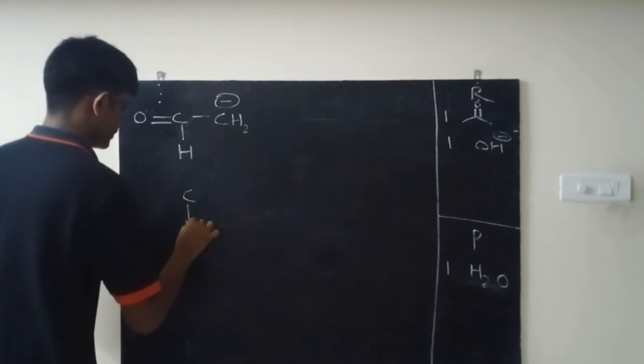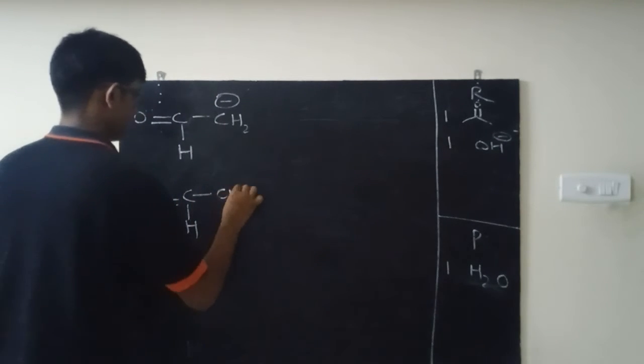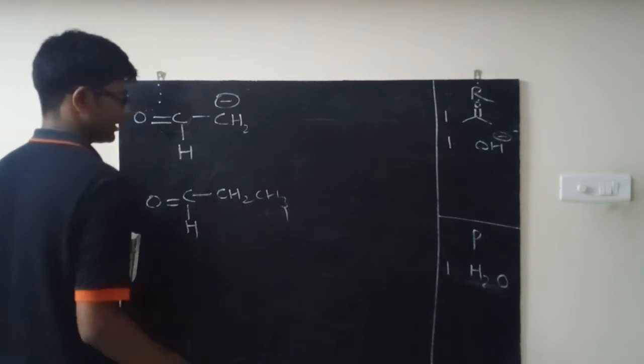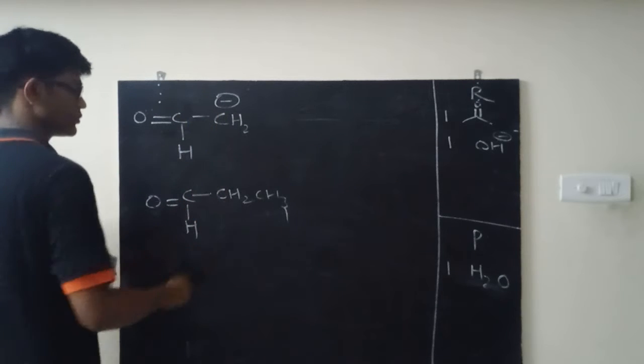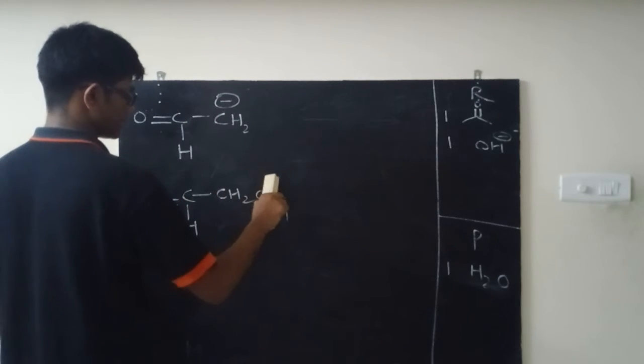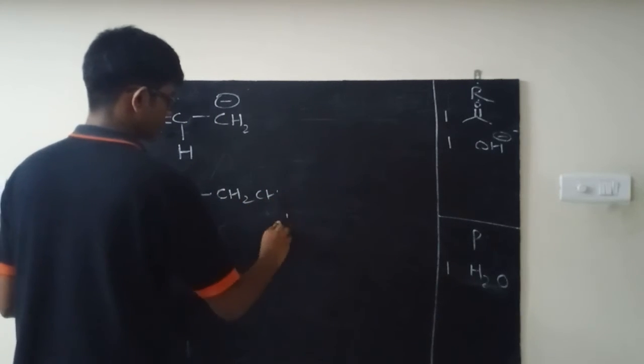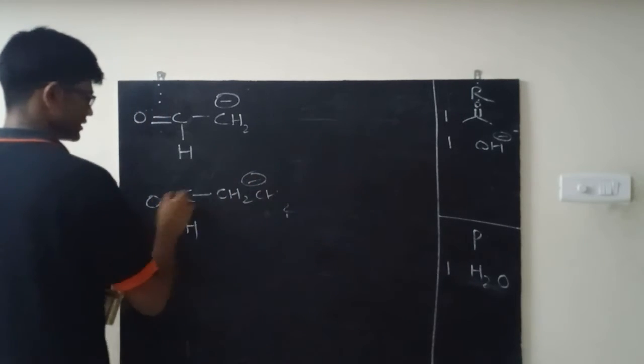Suppose this was something like CH2, CH3. See, primary carbanions are much more stable, so you will not get a minus here. If you get a minus here, CH2 minus, this is not stabilized by resonance.